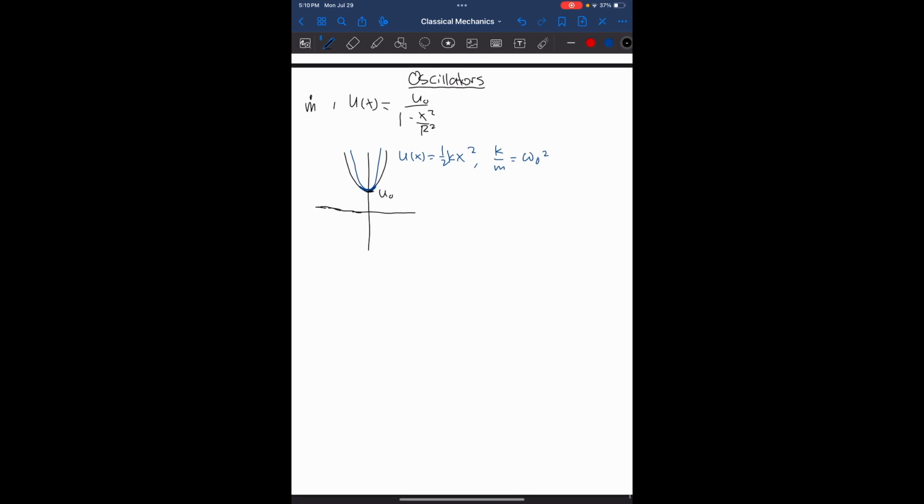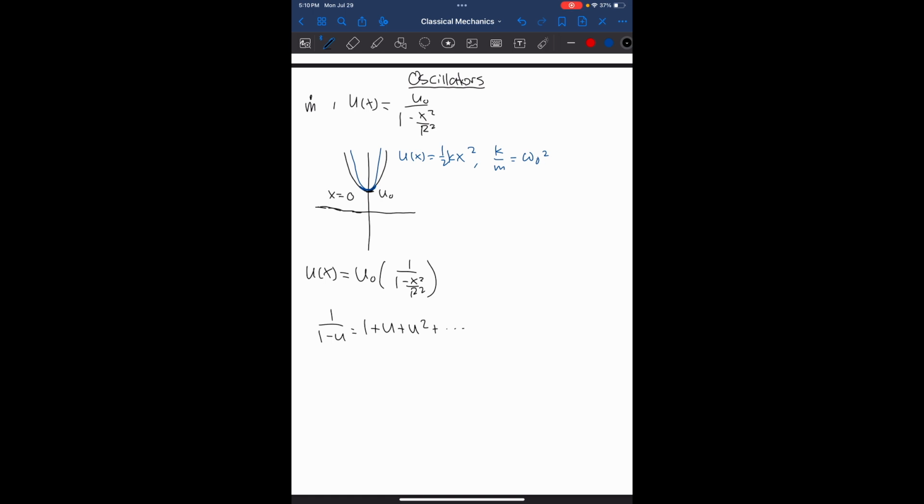So we want to model our potential as a harmonic oscillator by displacing our object from equilibrium just slightly. Well, how do we do that? We need to Taylor expand our potential function about equilibrium. Where is equilibrium? Clearly equilibrium in this graph is x equal to 0. So we're going to Taylor expand about x equal to 0. Well, U of x is U_0 times 1 over 1 minus x squared over r squared. The Taylor expansion for 1 over 1 minus u is equal to 1 plus u plus u squared plus dot dot dot.